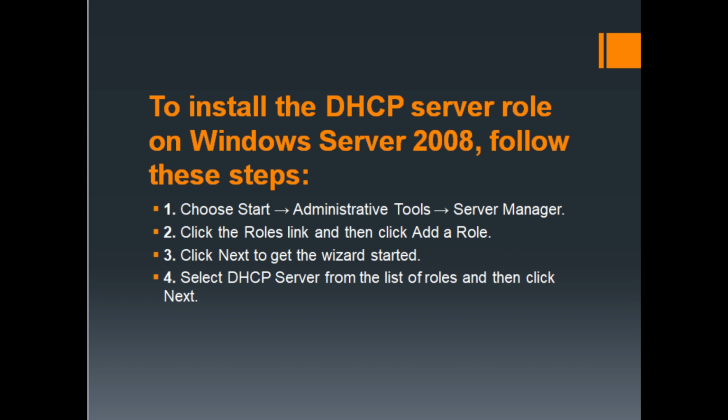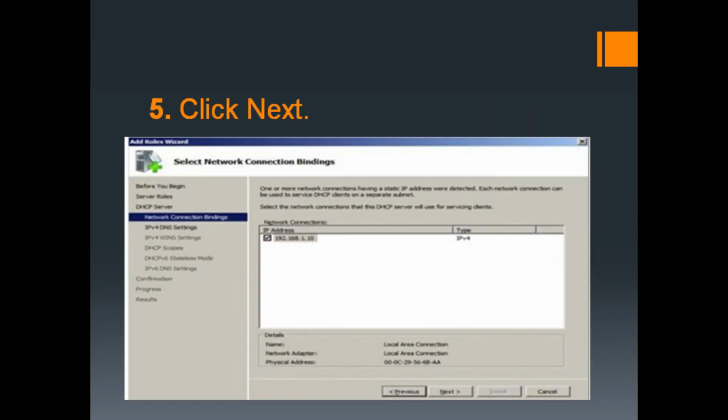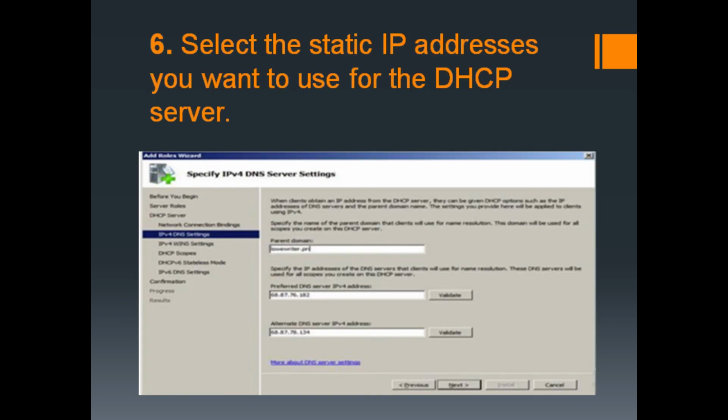Number 1. Choose Start, Administrative Tools, Server Manager. Number 2. Click the Roles link and then click Add a Role. Number 3. Click Next to get the wizard started. Number 4. Select DHCP server from the list of roles and then click Next. 5. Click Next. 6. Select the static IP address you want to use for the DHCP server.